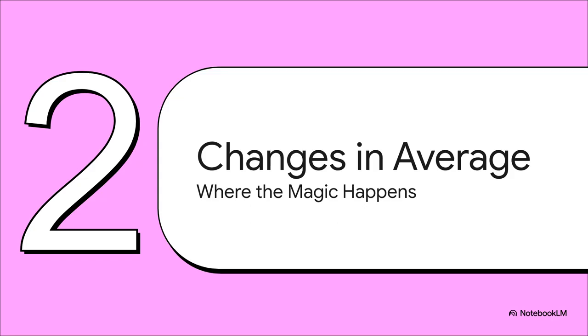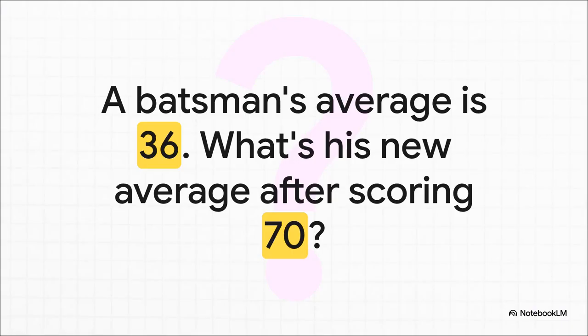Okay, this is where we start to leave the basics behind. Because the real key to speed isn't just knowing the formula. It's understanding what happens when a new number gets added to the mix. This is where you get that competitive edge. So, let's look at a classic exam problem. You've got a batsman with a pretty solid average, right? Then he goes out and has a fantastic game. The question is, how does that one great performance change his overall average?